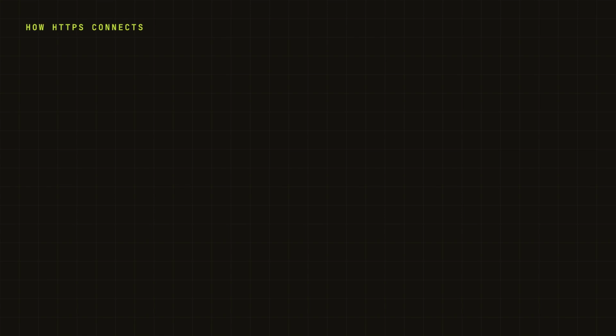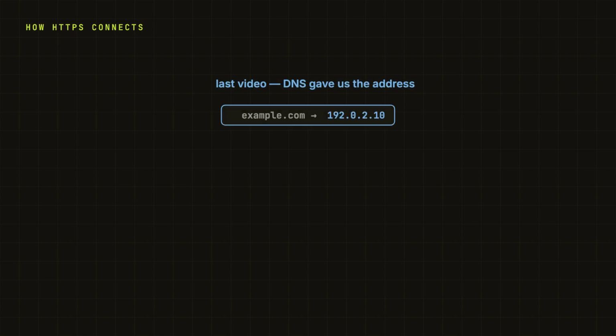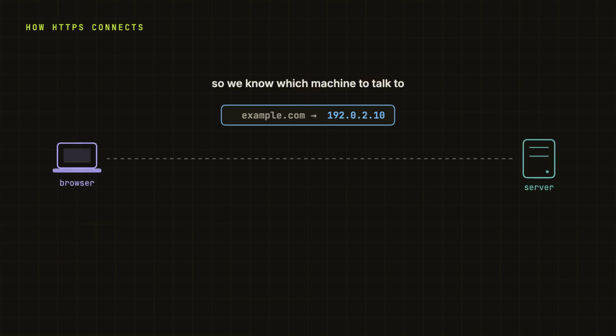So, quick note on where we were. Last video, DNS turned the name you typed, example.com, into an actual address, a number your computer can connect to, like 192.0.2.10. So now we know exactly which machine on the internet we want.